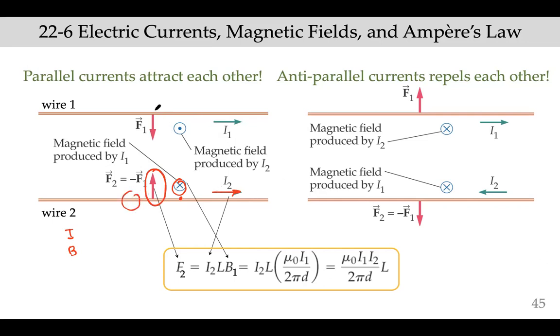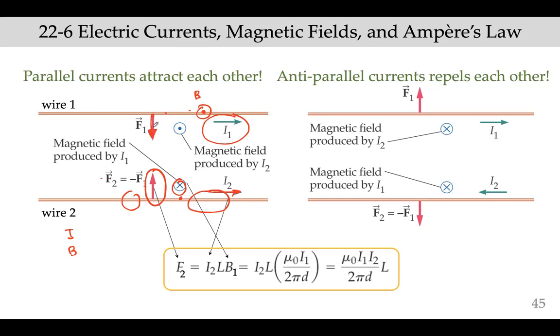Now, follow the same reasoning for wire 1. This wire 1 will be affected by the magnetic field created by wire 2. Use the second right-hand rule for wire 2 to find the direction of the magnetic field that it creates. Turns out on this wire, the direction is out of the screen. Now you have current in this direction. Now we are going to use the first right-hand rule. The current is to the right, the magnetic field is out of the screen, and your thumb will show down direction.